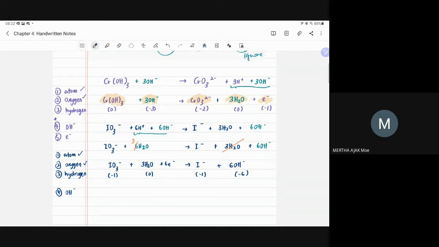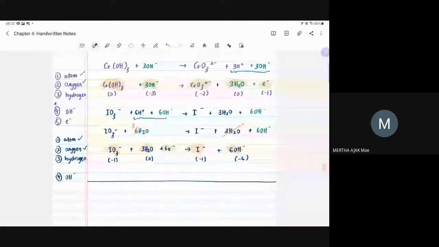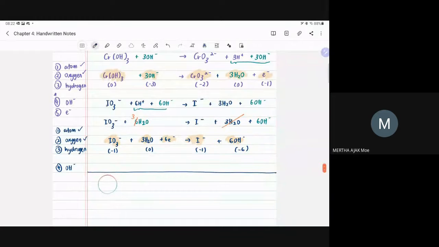Okay, and then this is the balance equation here. Okay, so I'll write down again. Okay, so 6Cr(OH)3 plus 3OH minus forming CrO3 2 minus plus 3H2O plus electron.